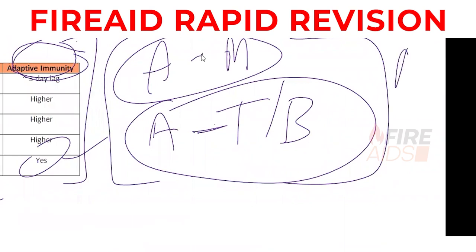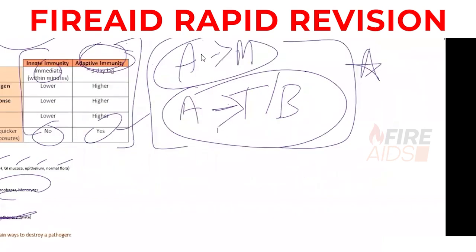For your MCQ, you need to strictly follow these two. I repeat: adaptive means there is memory, and adaptive means T cells and B cells. Please make a note of this point. I hope you have noted it.